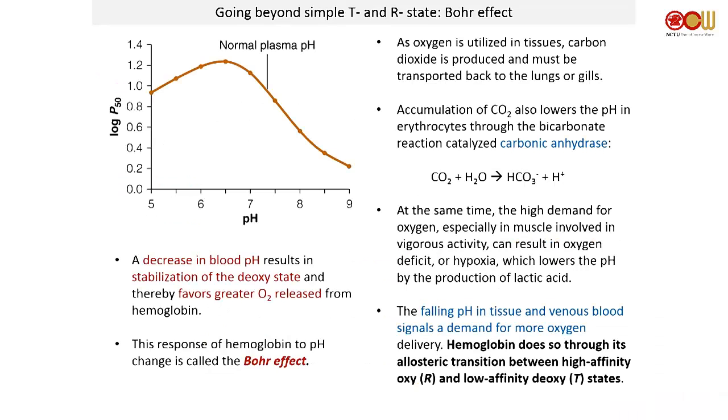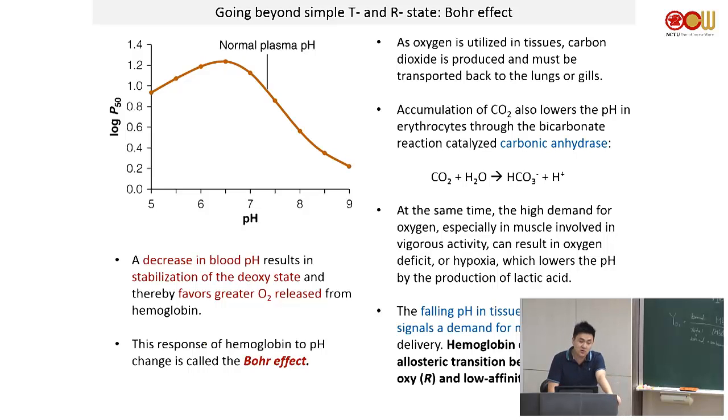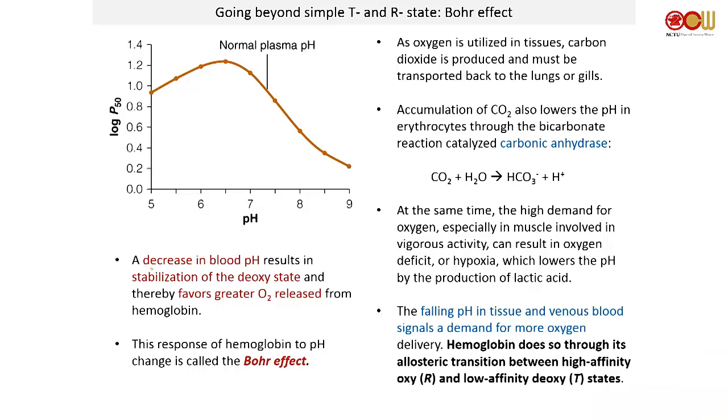All right, so first, we have the Bohr effect. We know that in your muscles are going to be primarily the acidic aspects. What we have is a decrease in blood pH results in a stabilization of the deoxy state. Therefore, it favors greater O2 release. And this response of hemoglobin to pH is a process we call the Bohr effect. So this is very useful.